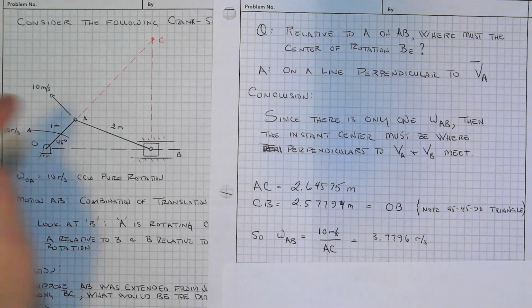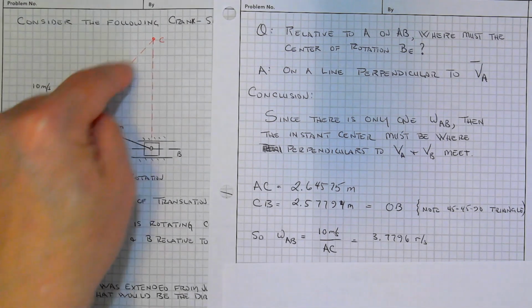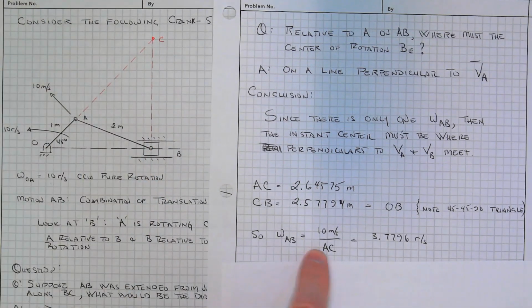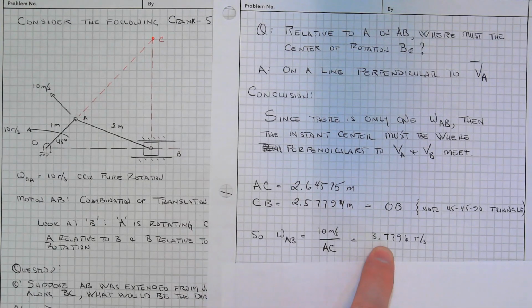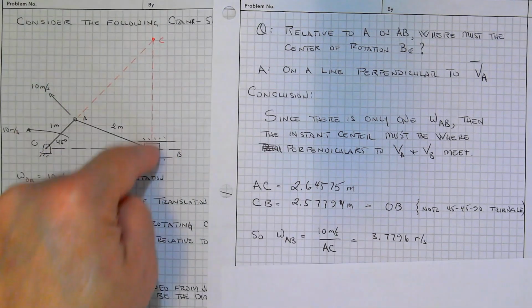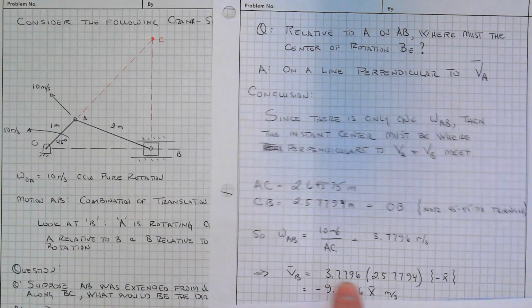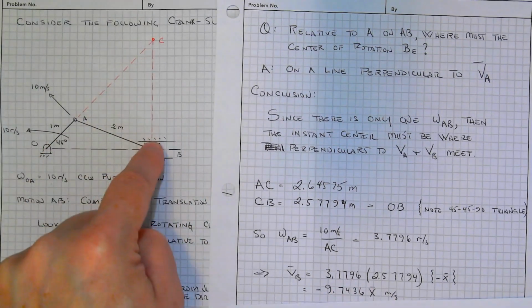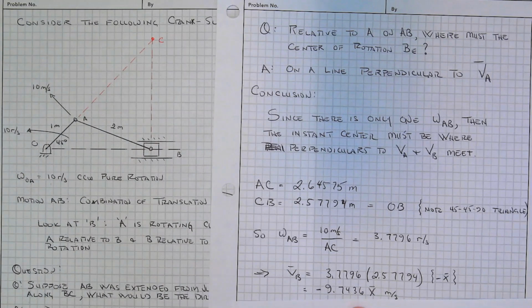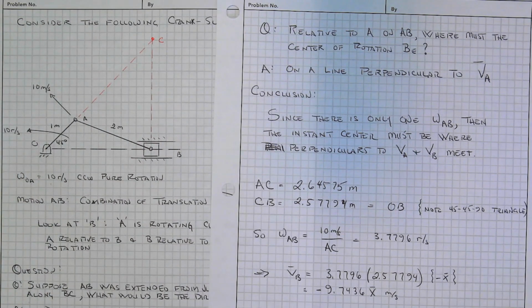As we said, knowing VA, dividing by this distance, AC, that tells you the angular velocity, and so going from here, we can go down to there. So VB would be the angular velocity times this CB length, and so there we get the velocity of B, of the piston. So here's our conclusion. We can use instant centers to graphically determine velocities anywhere.